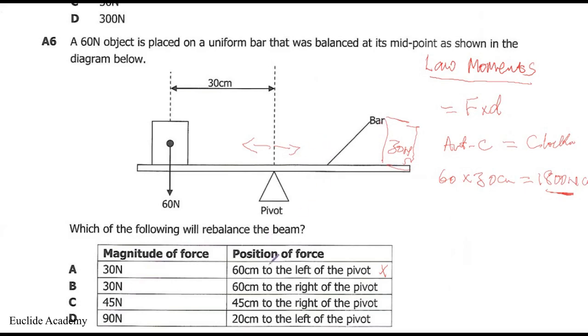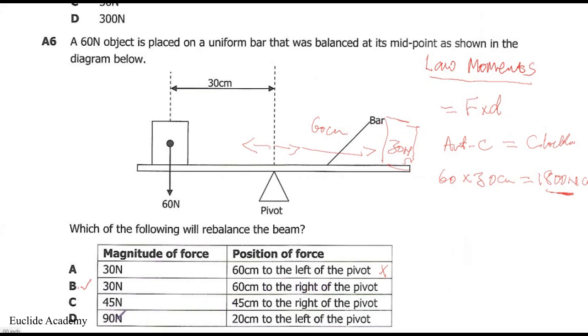okay, so if I have 30 newtons here as my force, then my weight times the distance from here to there, because I need it to be 1800, the distance should be 60 centimeters. And you can see here that B qualifies. We have 30 times 60 here, so the answer here will be B.